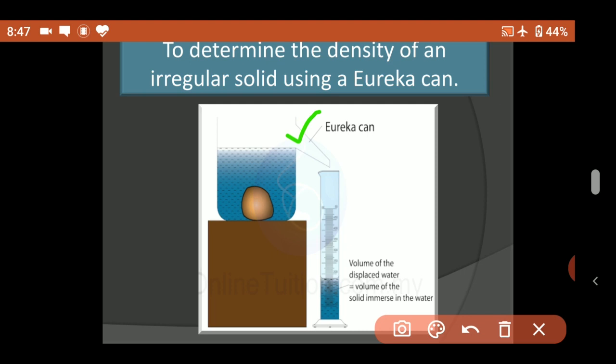Now water is filled till this portion, and we have a measuring cylinder. The formula using which we will determine the volume of an irregular solid is: volume of the displaced water is equal to volume of the solid immersed in the water. So whatever is the water displaced by this solid will be the volume of this solid. Let us talk about it in detail.